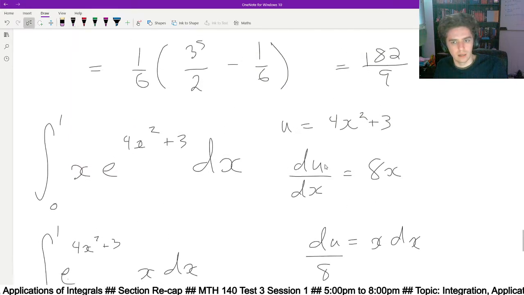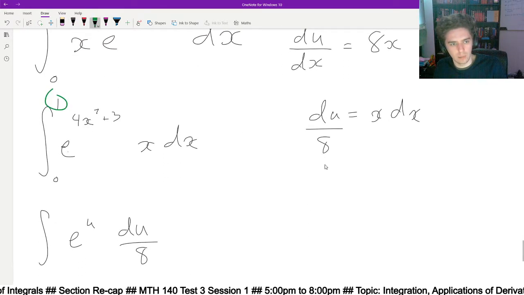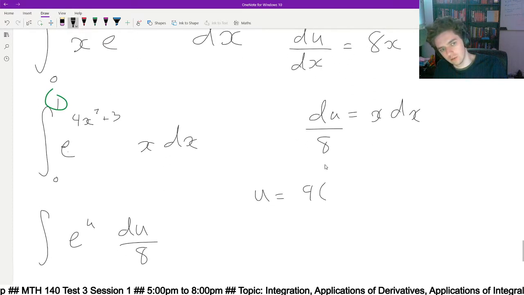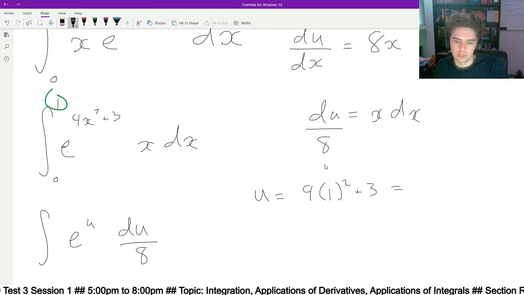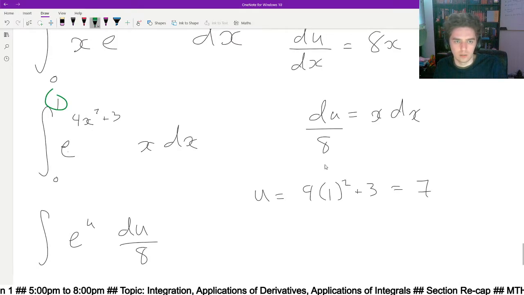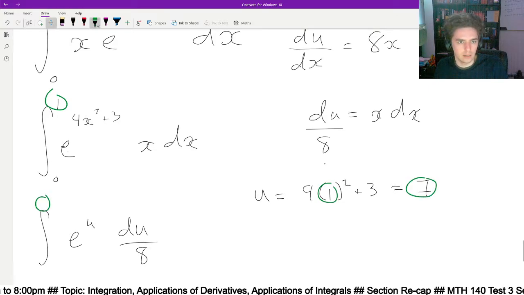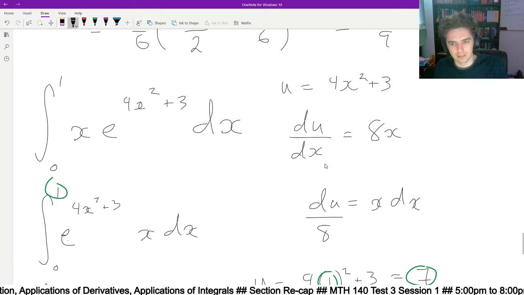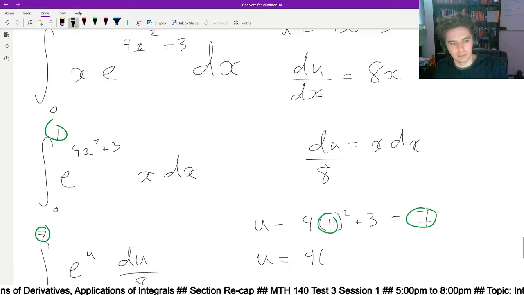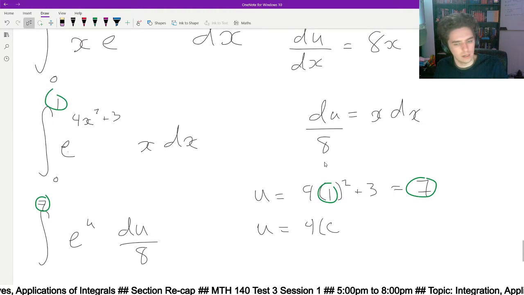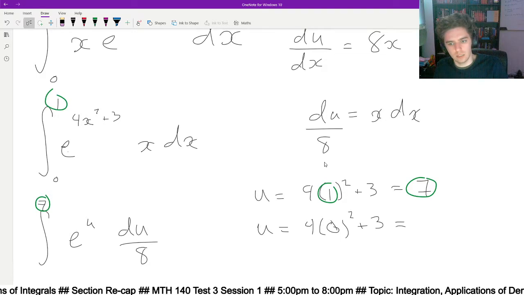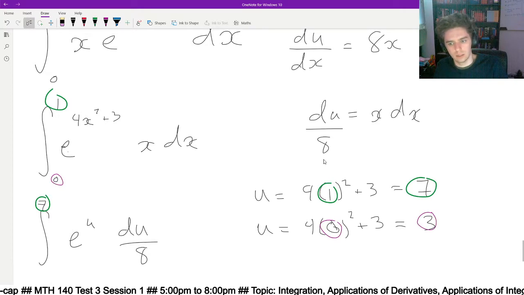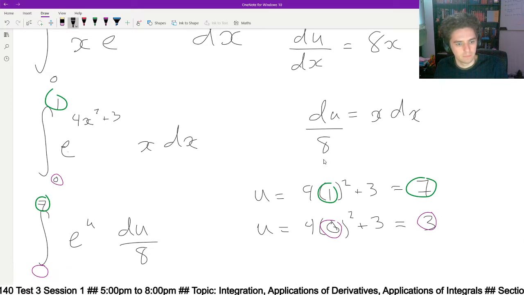So when I take the top one, u equals 4x squared plus 3, for 1 squared plus 3, which is 4 plus 3, is 7. So that goes here, which is a 7. And the second thing is, the bottom limit was 0, so 4 times 0 squared plus 3 equals 3. So this goes here. So from 3 to 7.